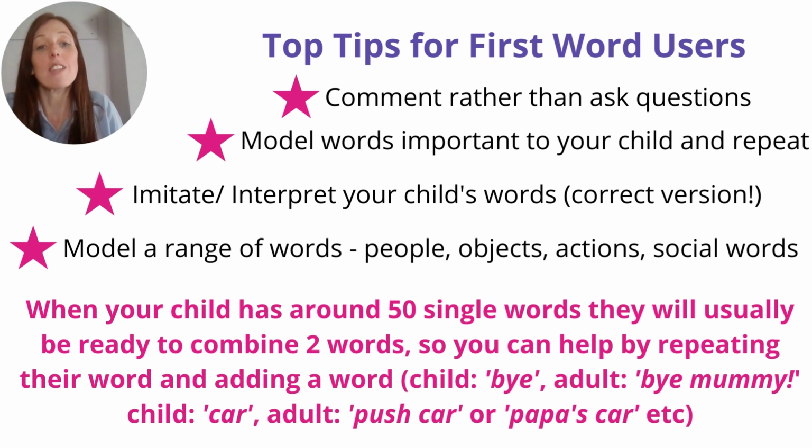When a child has around 50 single words, they'll usually be ready to combine two words together. So if your first word user is at that stage where they have 50 single words, what's really good to do is to repeat back their single word and add one word on that's meaningful. So if they say bye, you could repeat back bye mummy, or if they say car, you might repeat back push car, as you're carrying out the action to help your child link two words together.